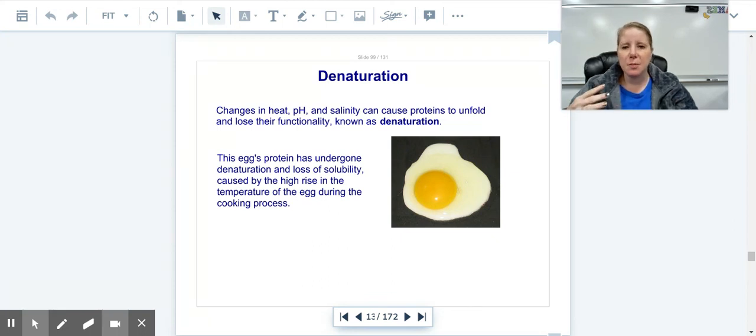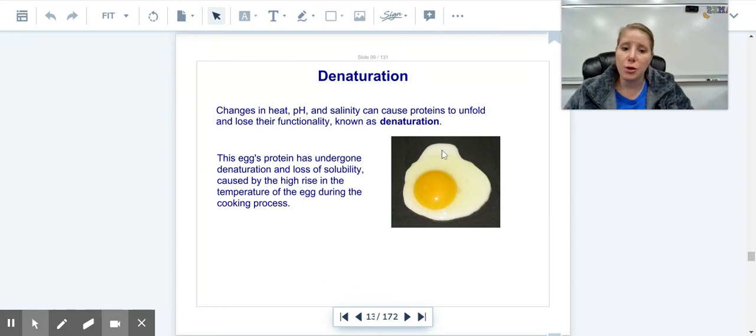So if you heat it up, if you change the pH, if you change the salinity, the salt level, you can denature these proteins. And what's going to happen is whatever the glob for the tertiary structure is going to unfold back to that pleated sheet or that alpha helix, and then as it cools, it's going to renature, but it's probably going to renature differently than it did the first time around. So, and this is why cooking changes things.